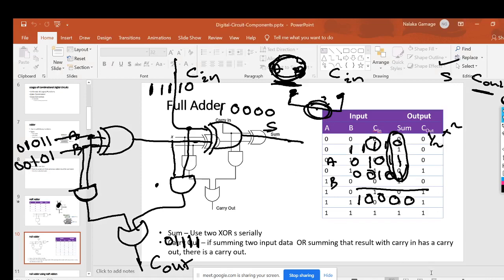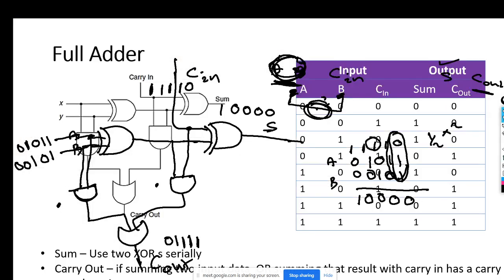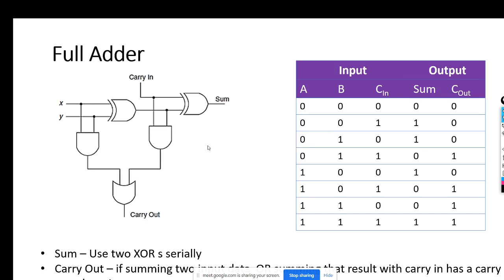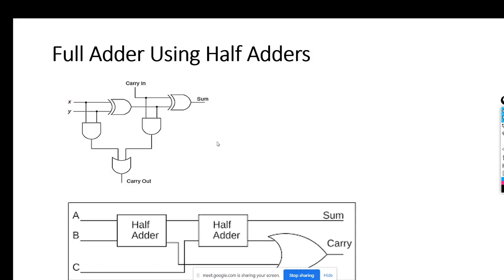Now, if you want, you can draw your full adder using the half adder as well, right? For example, this is your full adder, where you have the two XOR gates, two AND gates and the OR gate.